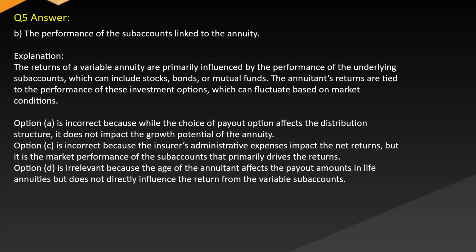Option C is incorrect because the insurer's administrative expenses impact the net returns, but it is the market performance of the sub-accounts that primarily drives the returns. Option D is irrelevant because the age of the annuitant affects the payout amounts in life annuities, but does not directly influence the return from the variable sub-accounts.